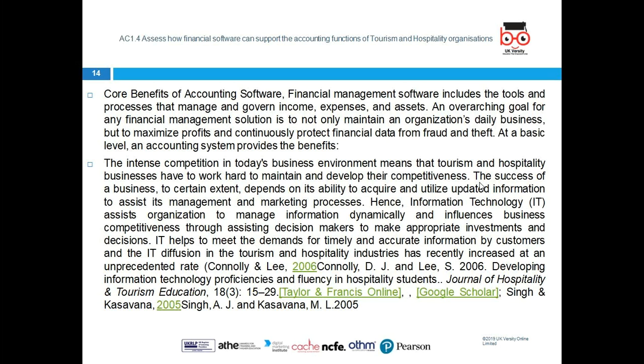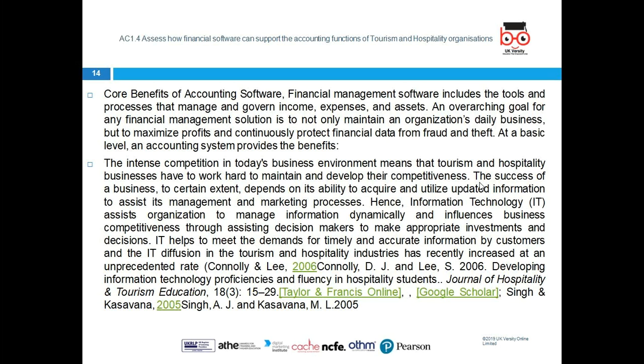The success of a business to a certain extent depends on its ability to utilize and update information to assist management and marketing. So information technology can play a huge role. Information is the lifeblood of any organization. So this software helps us to make the right decision.